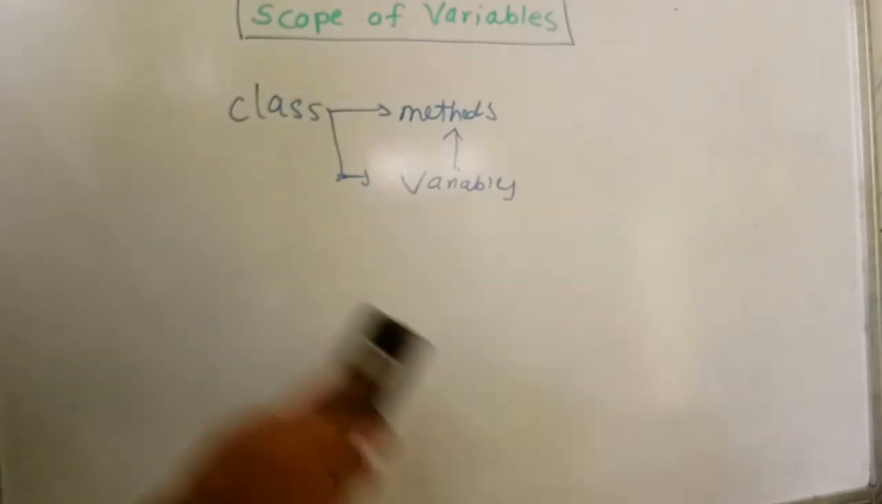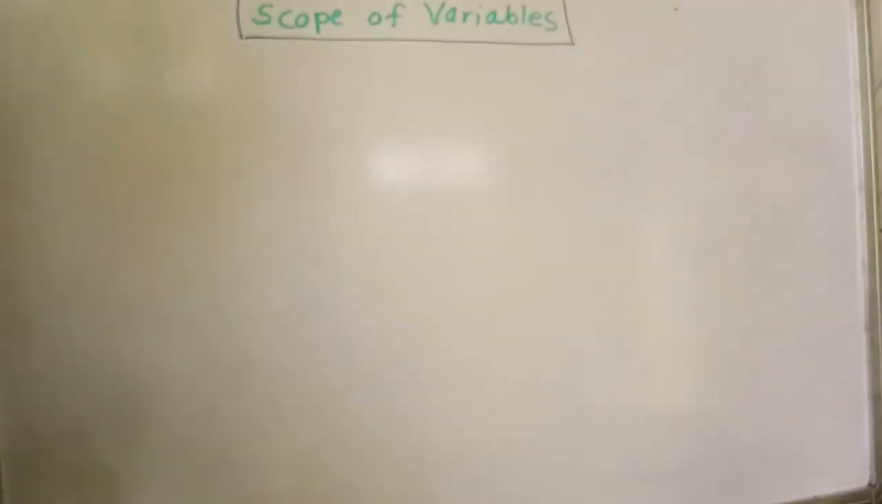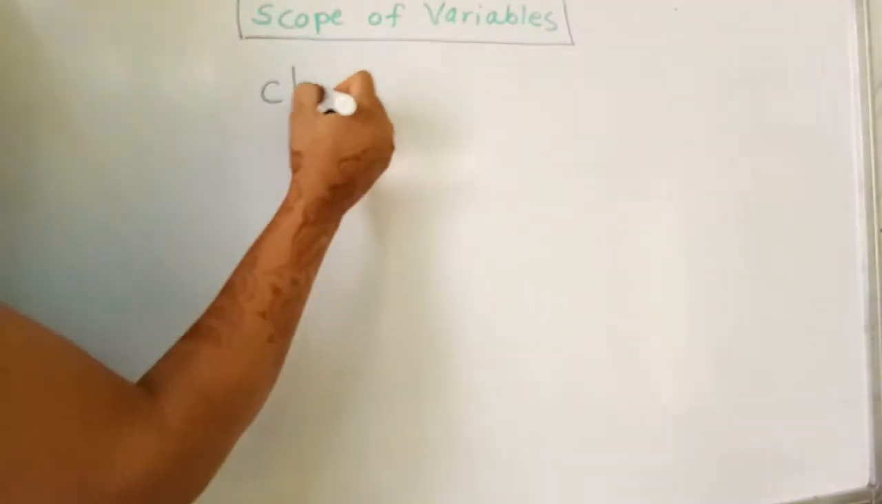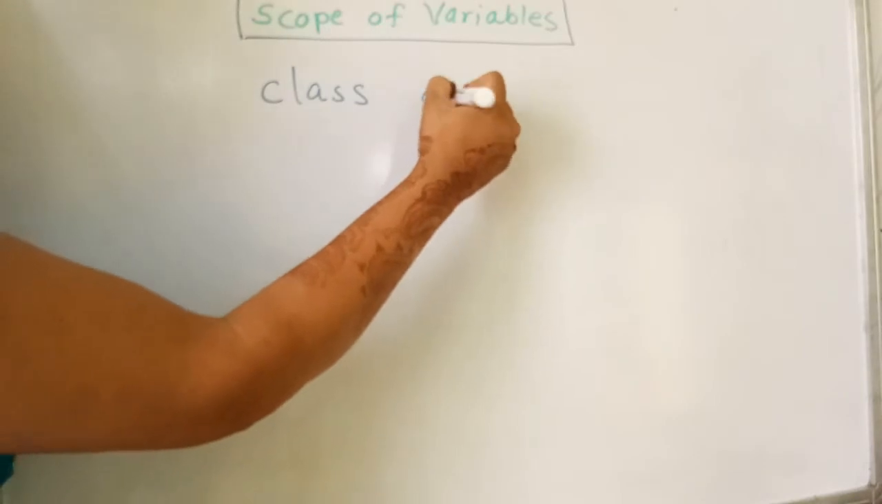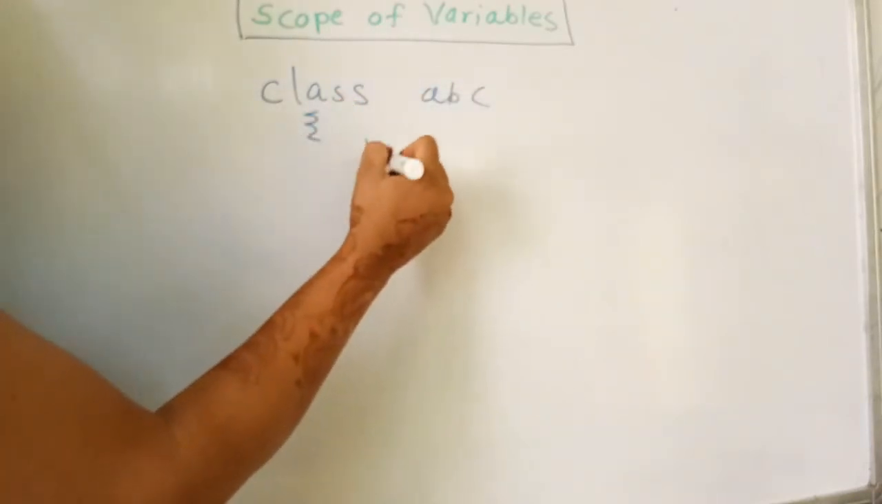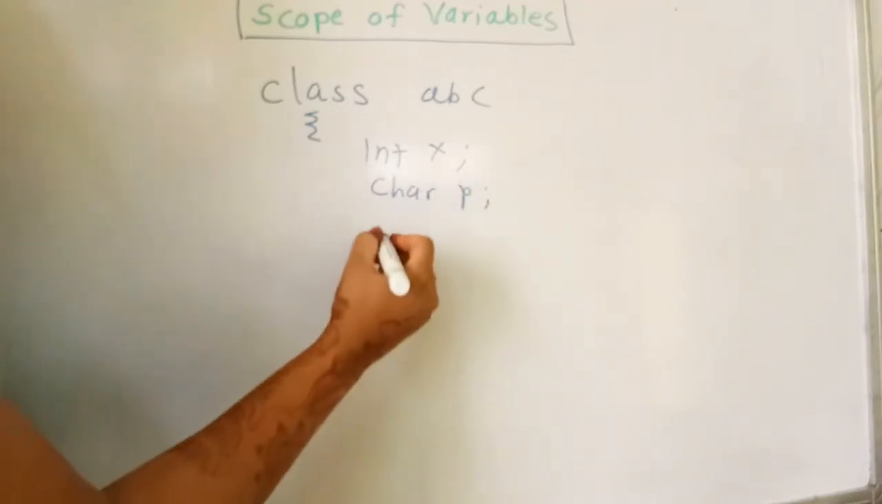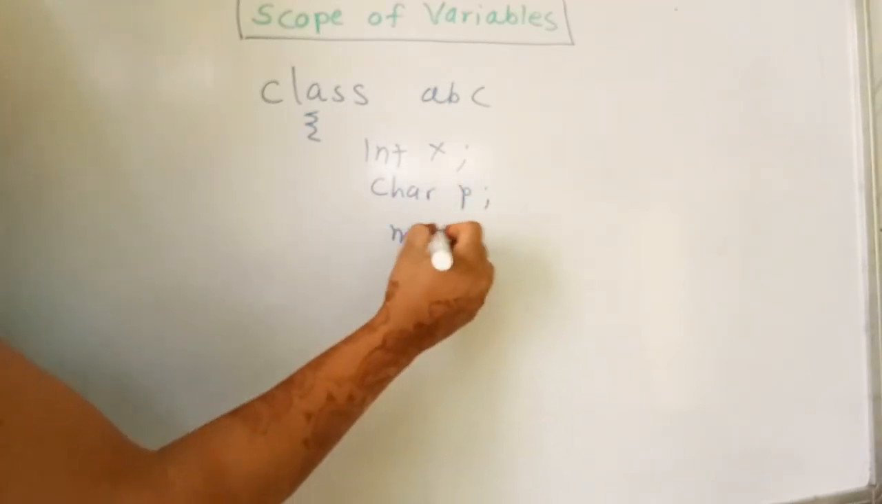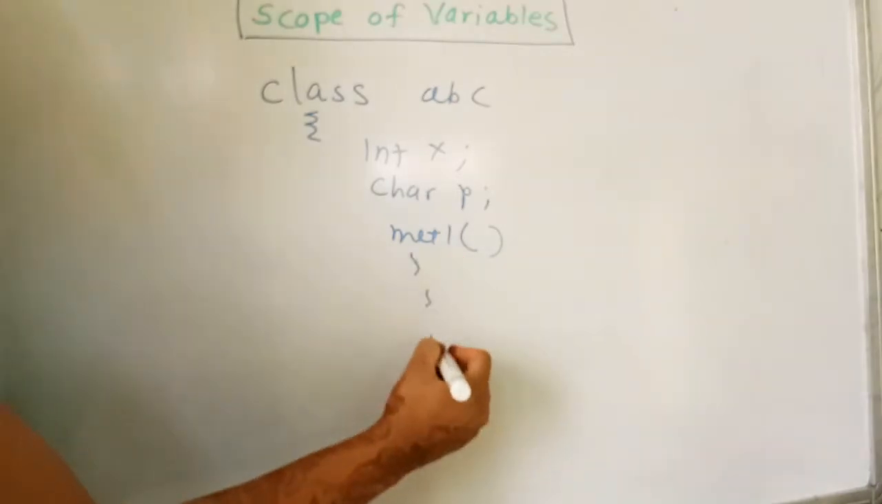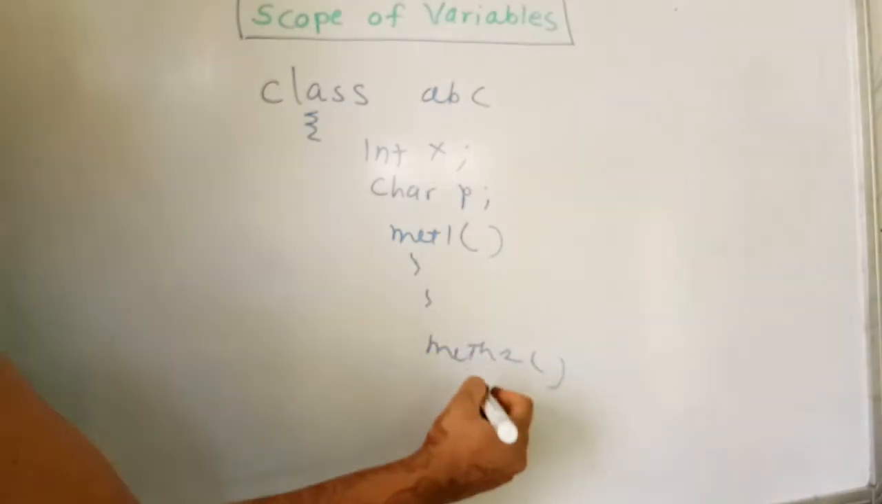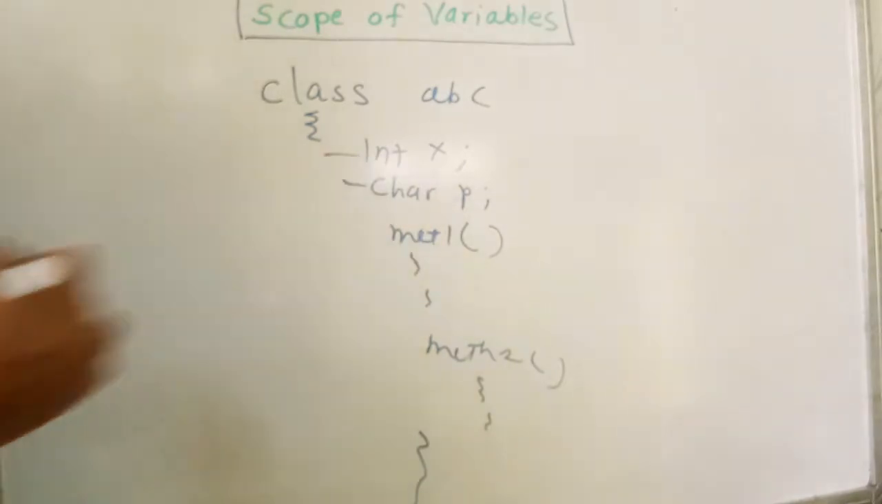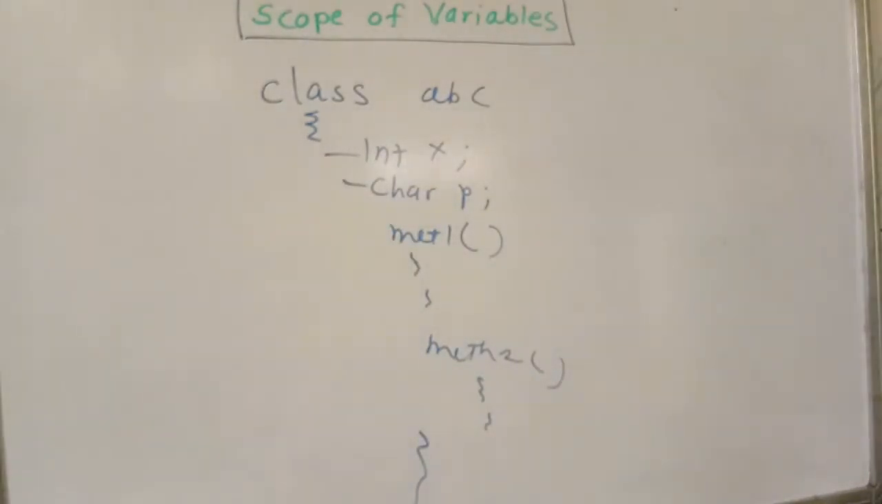What is the scope of a variable? For example, take a class ABC with the variables integer x and character p. Suppose there are method 1 and method 2. The two variables which are part of class ABC are only accessible within method 1 and 2, not outside of this class.